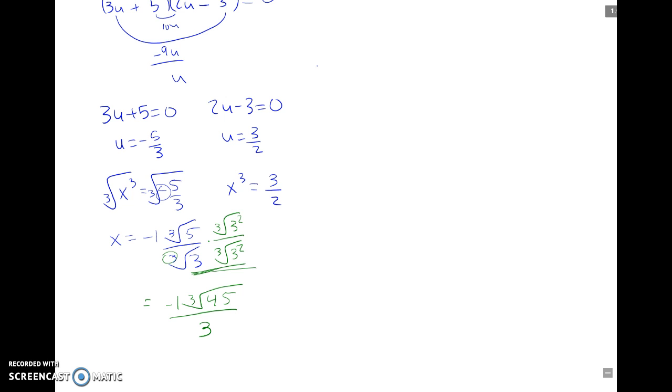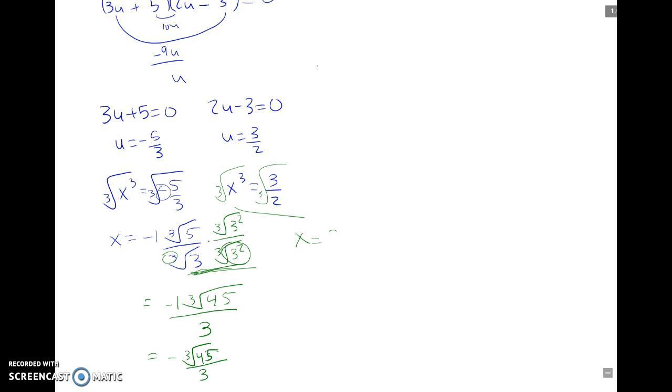Now that I have 3 of them under there, 2 from here and 1 from here, I can take it out. Okay, so I'm just going to make that negative 1 just be a negative. So I have negative cube root of 45 over 3. So that's one of my answers. Now the other one, I'm going to do this one. So cube root both sides.